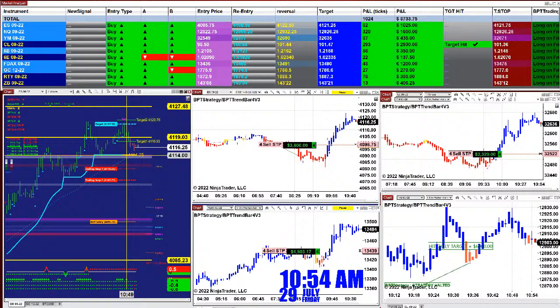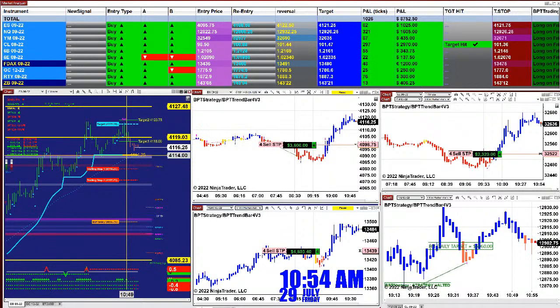Keys. Where are the keys? And here is the key for the ES. Right there. The key for the ES is 41.14. What does that mean? That means this one has an impact on the rest of the market. You cannot see that, you're lost.